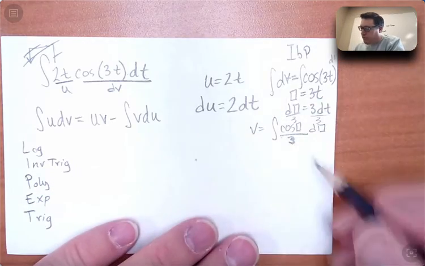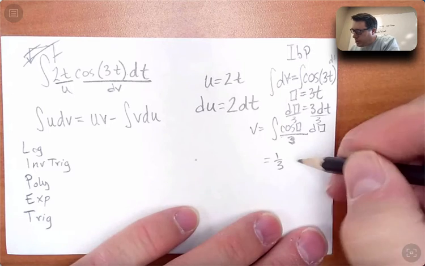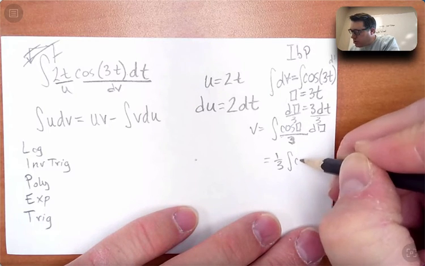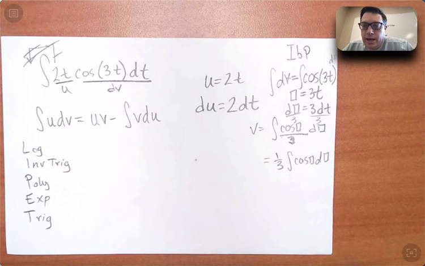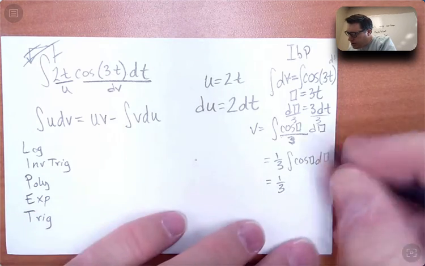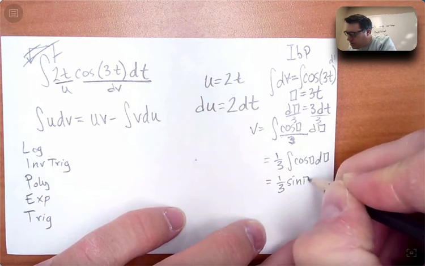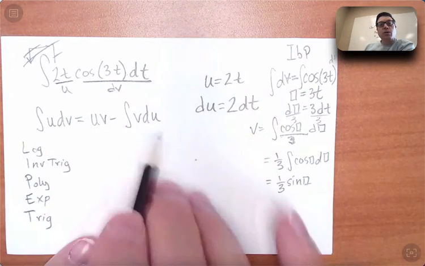This is our v function for the whole thing. So this is going to become 1/3 the integral of the cosine box d box. Now because of that, our knowledge should let us know what's the antiderivative of cosine? It's positive sine. So this becomes 1/3 sine of the box, and if you want you can put the plus c, but let's just save plus c for the final answer.